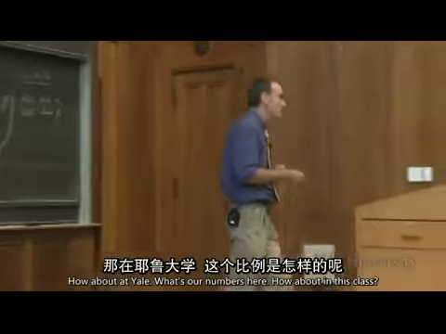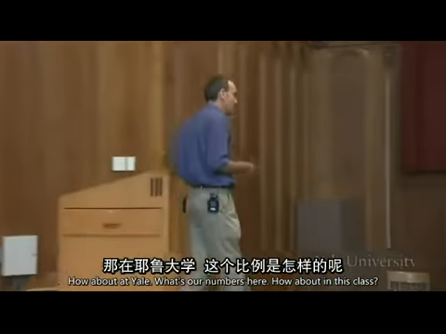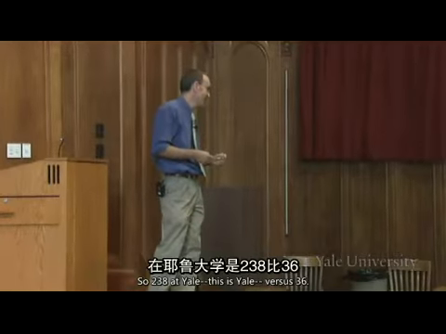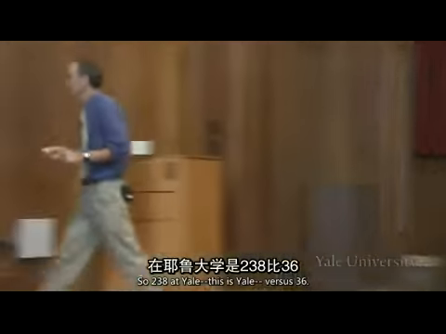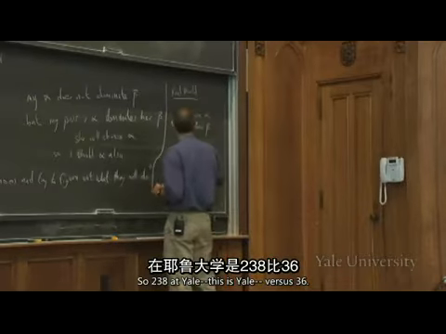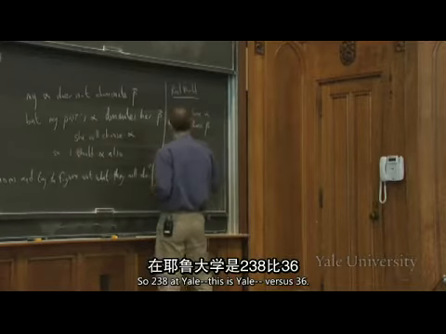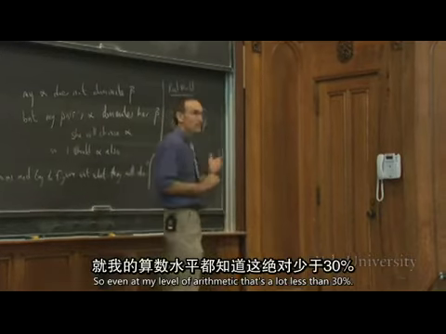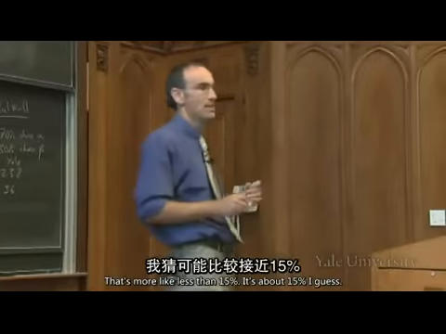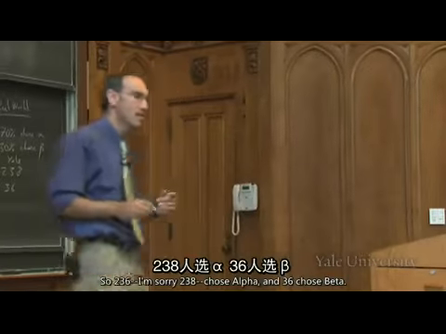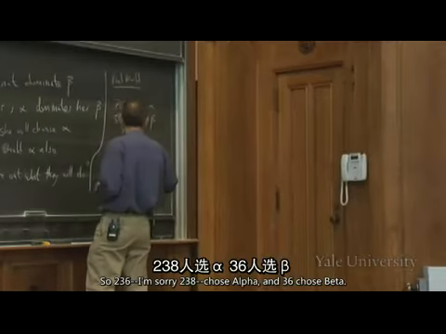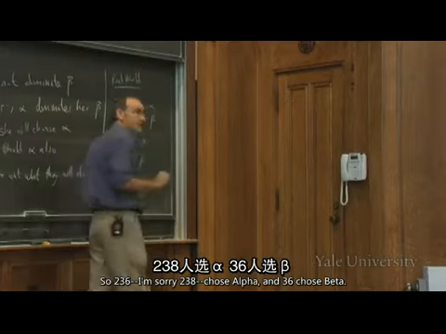How about at Yale? What are our numbers here? How about in this class? Do you want to mic your colleague here? 238 versus 36. So 238 at Yale, versus 36. Even at my level of arithmetic, that's a lot less than 30%. It's less than 15%. No, it's about 15%, I guess. All right, so 238 chose alpha, and 36 chose beta.